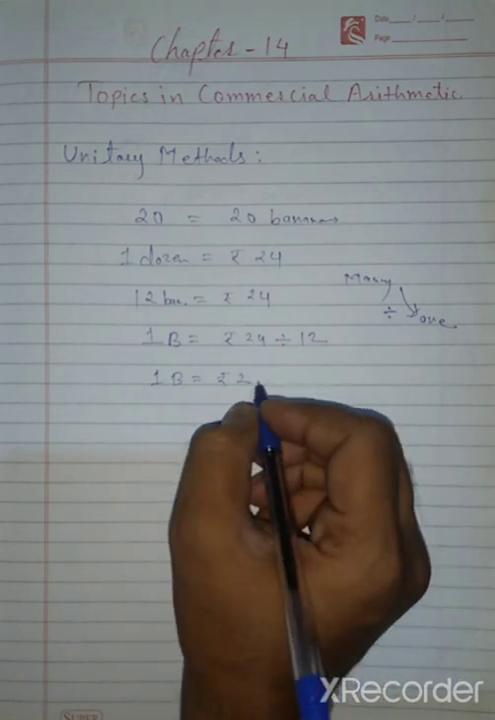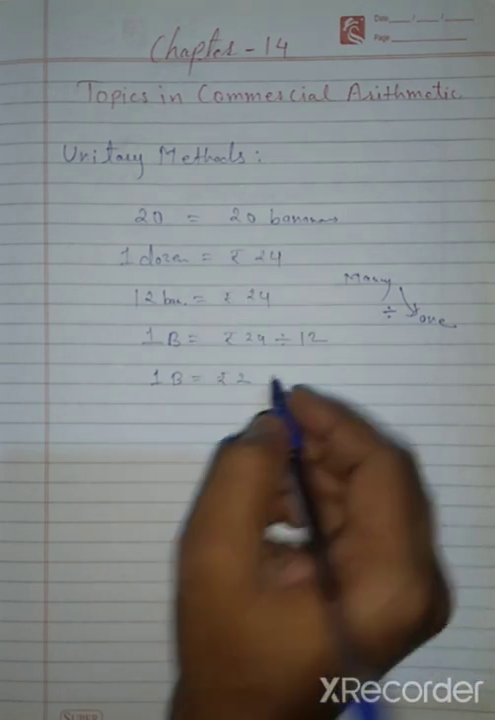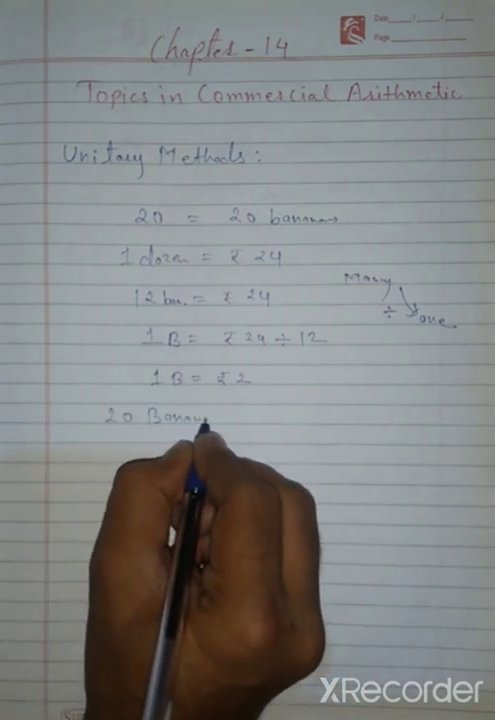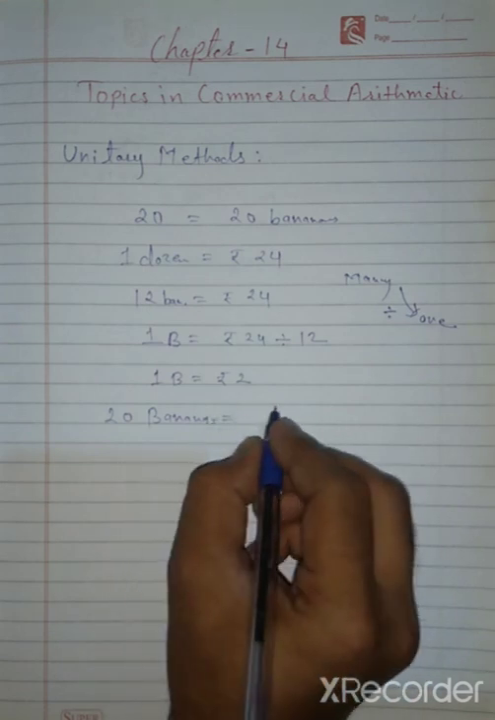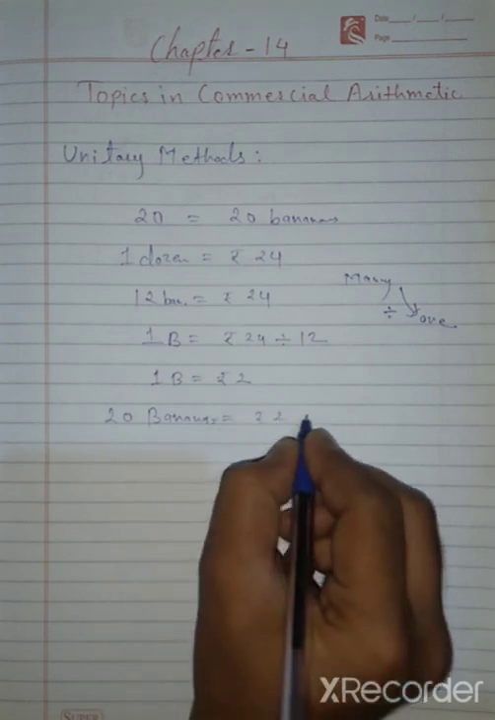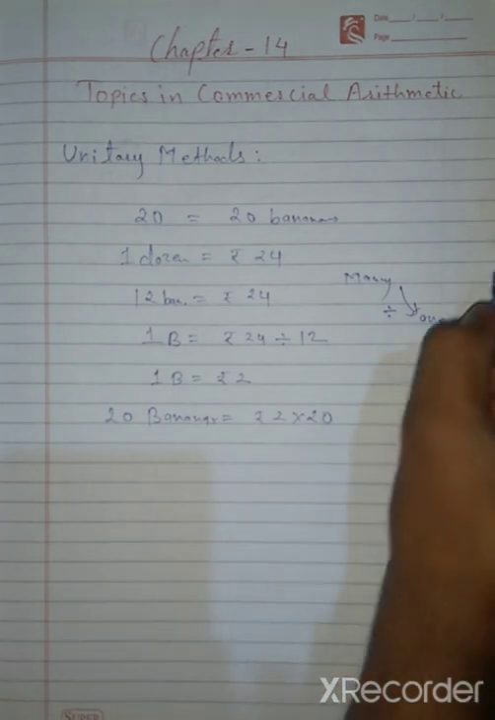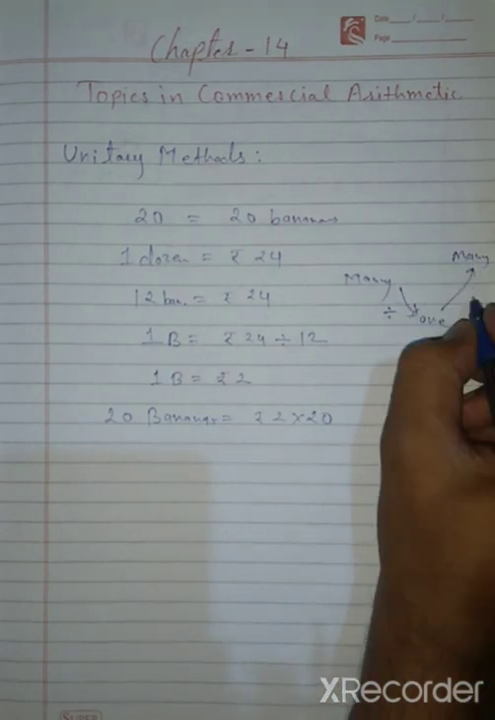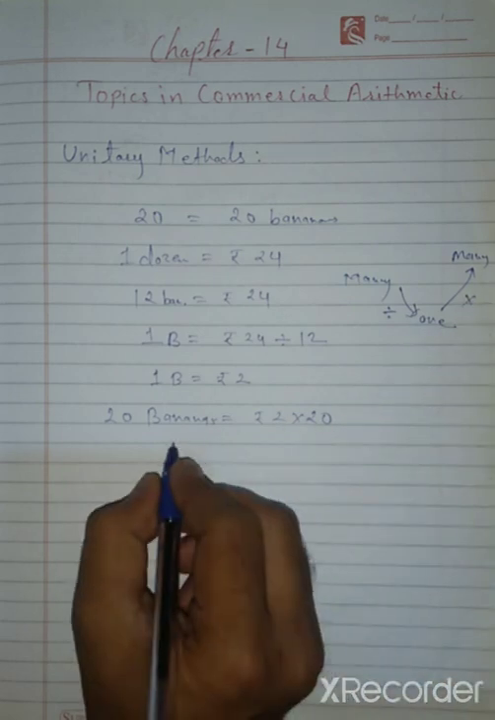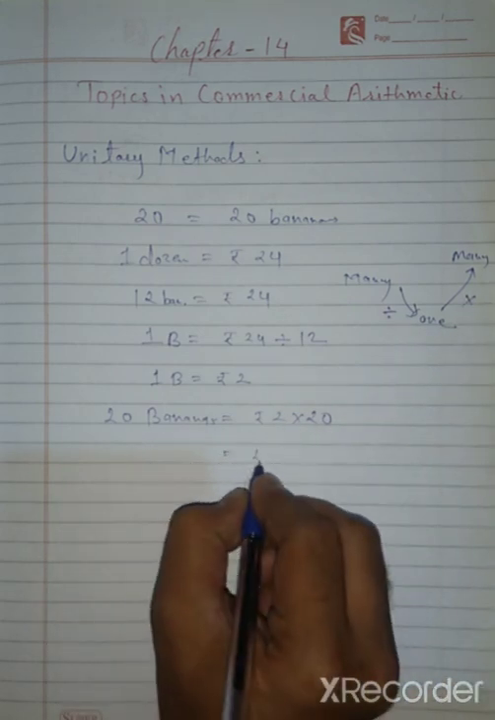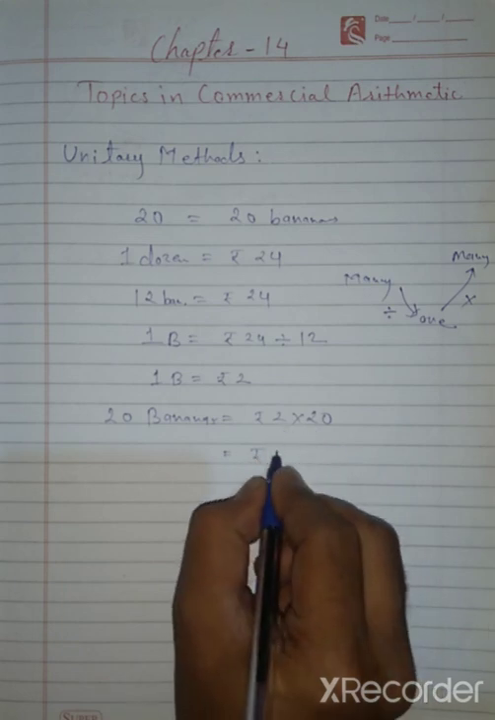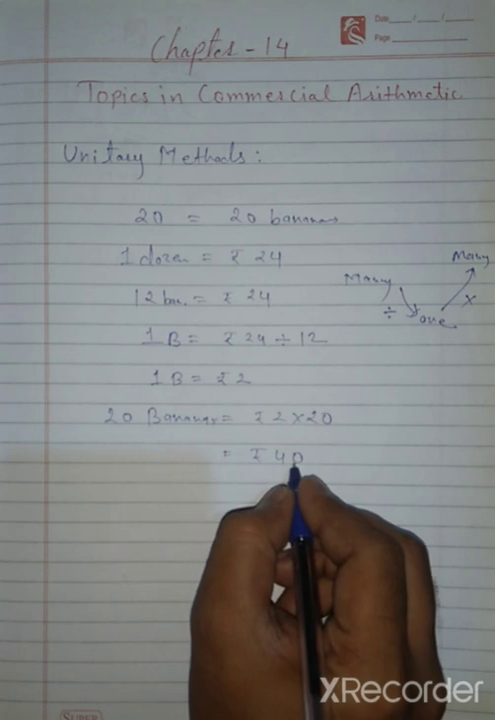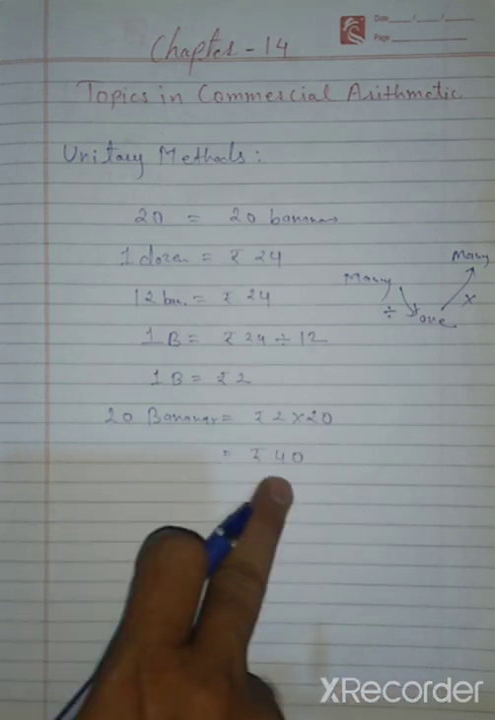Now we have to find the cost of 20 bananas. So rupees 2 multiplied by 20. Now we are going from 1 to many by multiplying. So the cost is 2 times 20, which is 40. So the cost of 20 bananas is rupees 40.